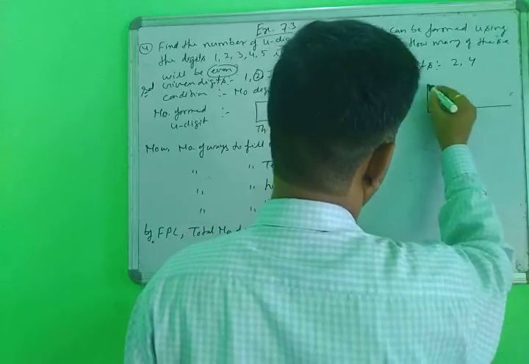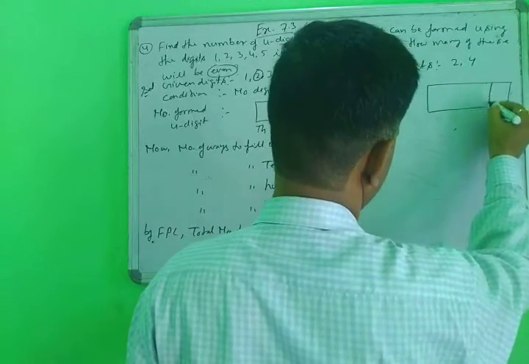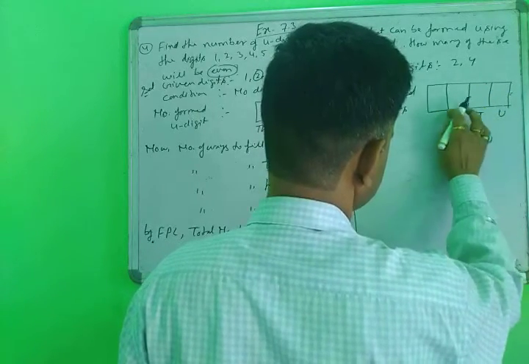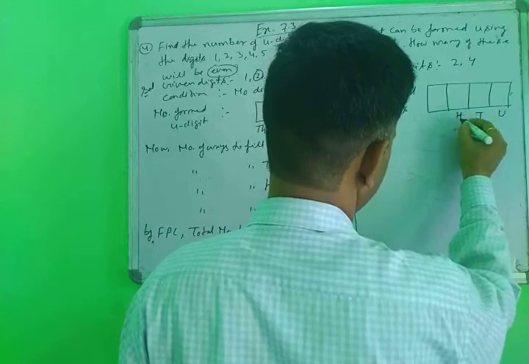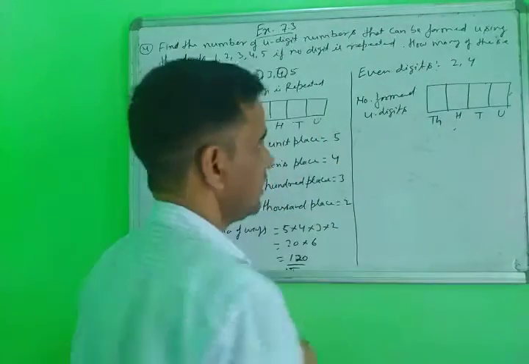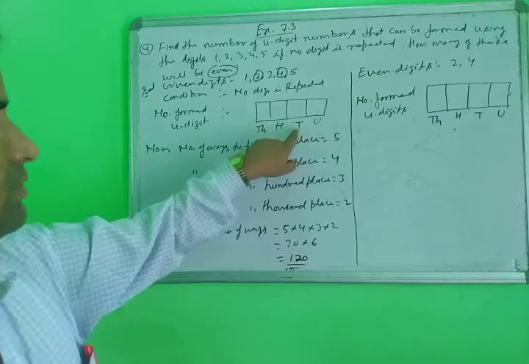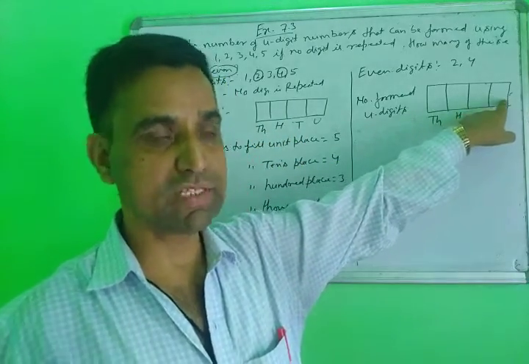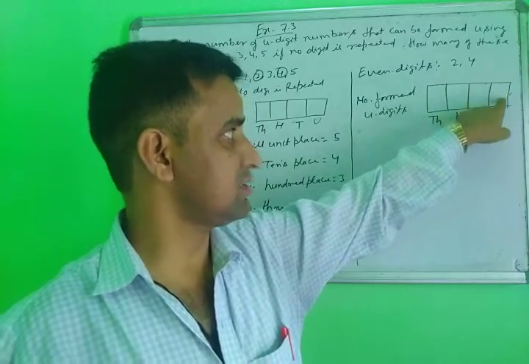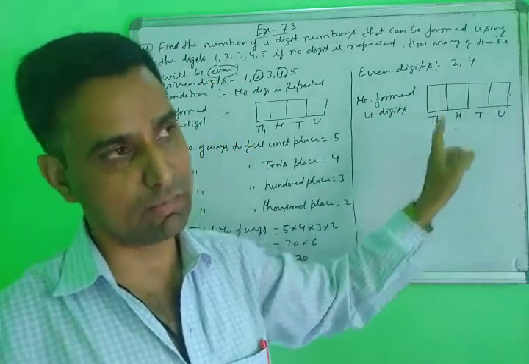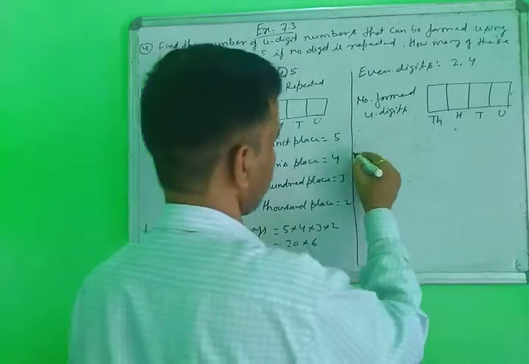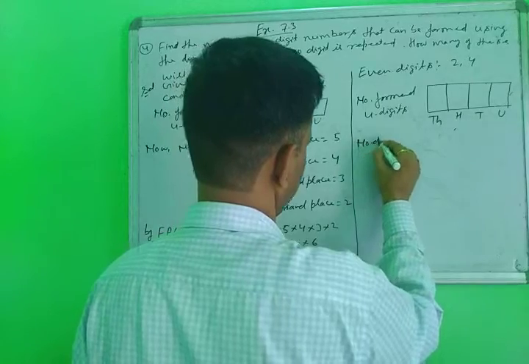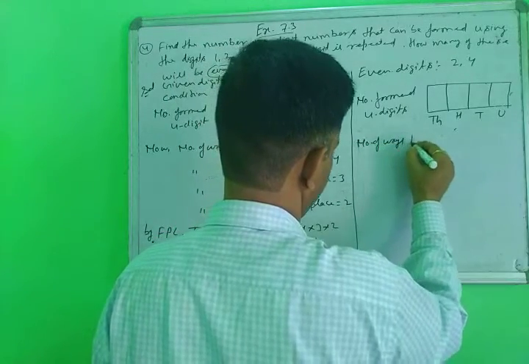Then you will write here, make this box 1, 2, 3, 4: unit place, tens place, hundreds place and thousands place. Same things. But when you write an even digit at the unit place, then this number is formed as an even number. So now the number of ways to fill the unit place.